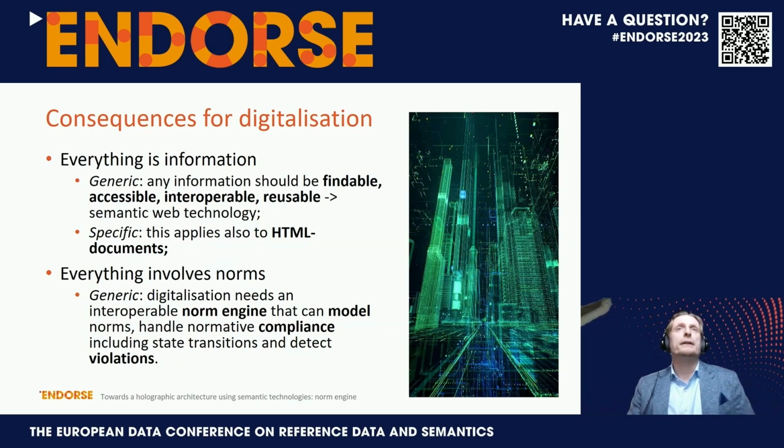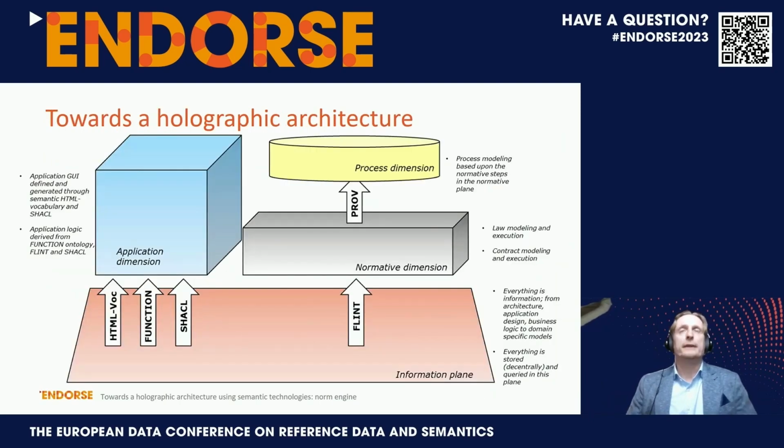So we came up with a prototype of a norm engine. It is hopefully going to be published soon in a journal. We are still waiting for validation of that, so it is very fresh and hot. The norm engine is 100% based on semantic compliant technologies. There is no other technology involved in that. So how does that look?